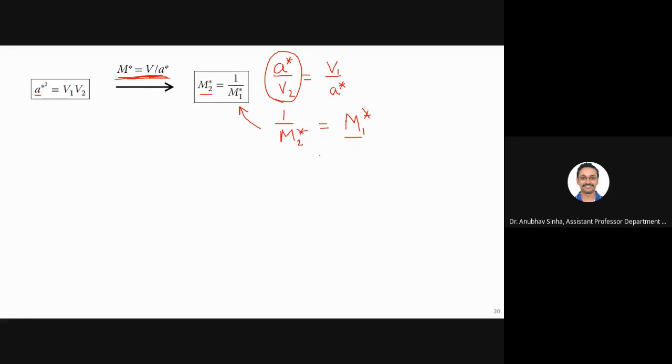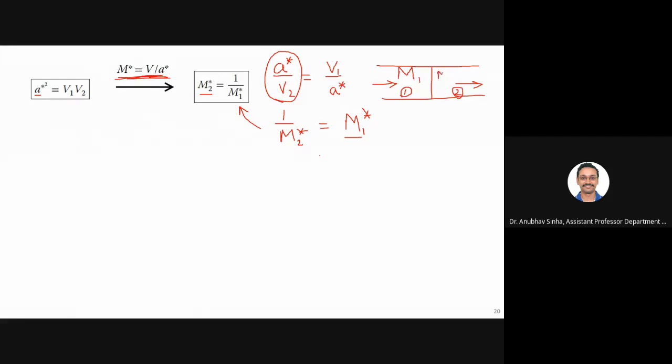Finally, we have a relation between the Mach numbers. This is the duct, and this is where you have a shock. For this chapter, we are talking about two states: one before the shock, one after the shock. We are assuming that the flow goes from left to right. So we are deriving a relation between M1 and M2.